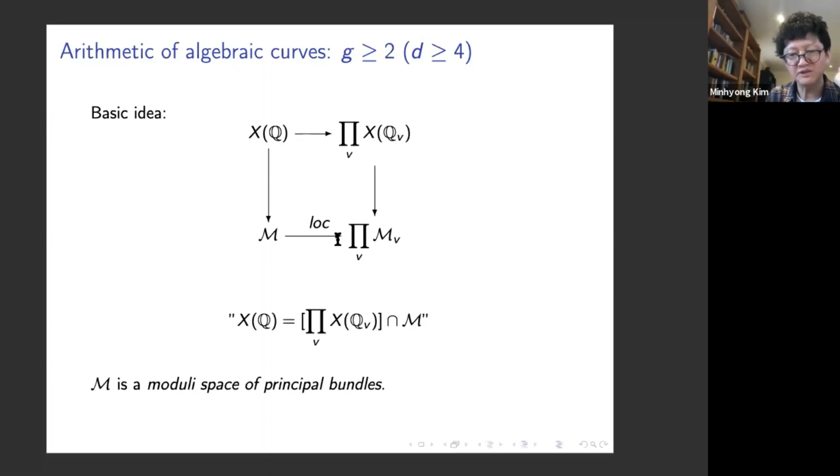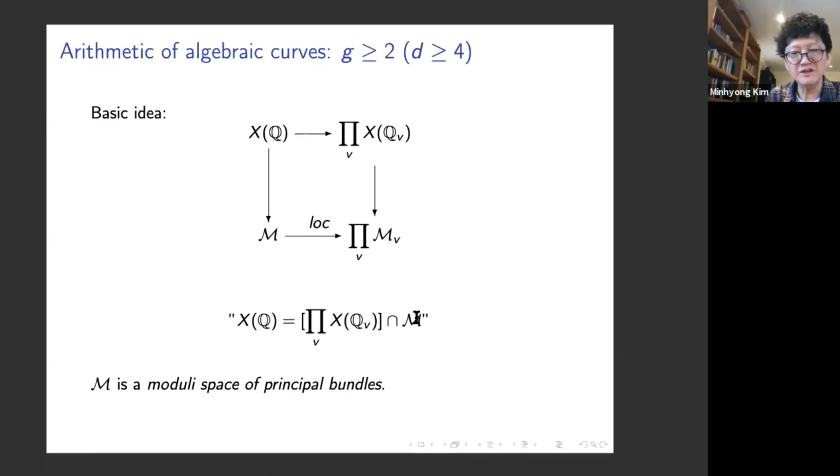So these moduli spaces themselves are sort of arithmetic gauge theoretic in nature because they are moduli spaces of principal bundles. So they have a geometric structure that's very similar to what you encounter in geometric gauge theory. And that's what I'm trying to use to understand this problem. So that's the big picture.